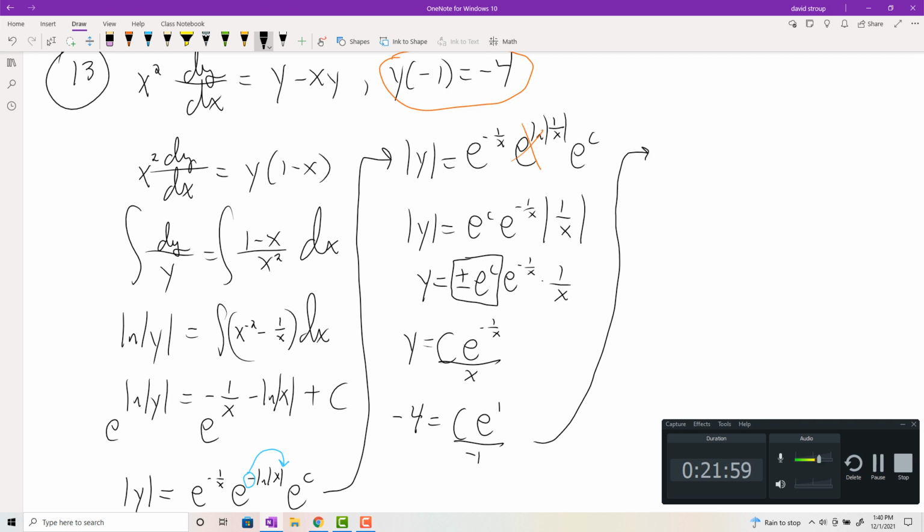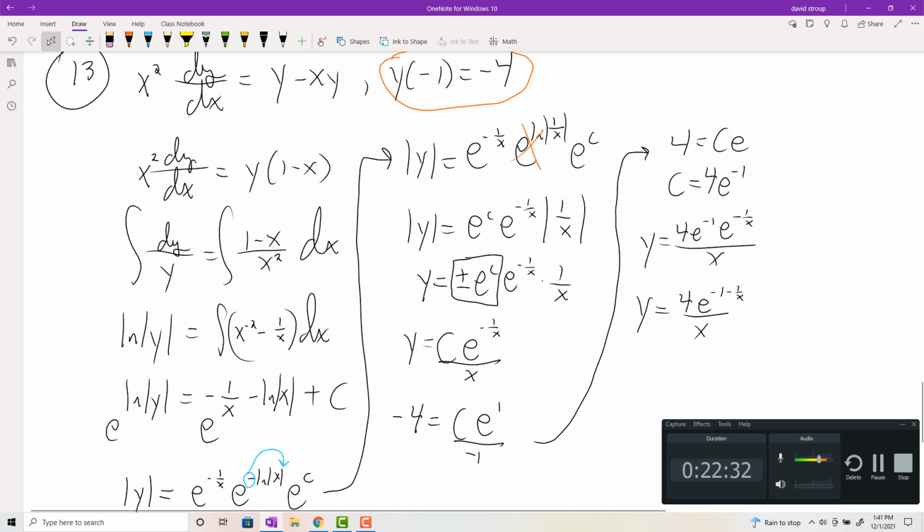Multiply both sides by negative 1, you get 4 equals c e. So c will equal 4e to the negative 1. So my final answer, y equals 4e to the negative 1 times e to the negative 1 over x, all over x. Or if you would rather, y equals 4e to the negative 1 minus 1 over x, all over x. Okay.